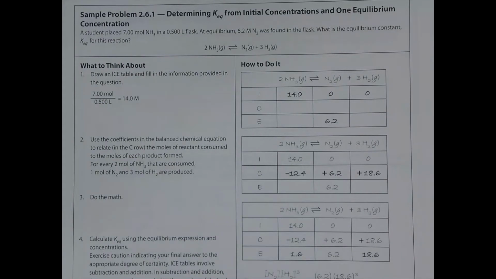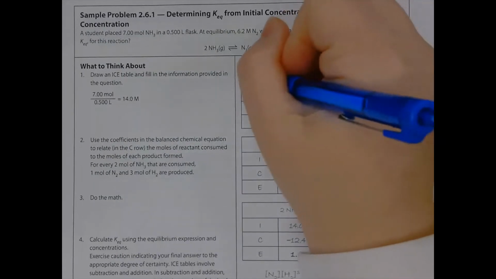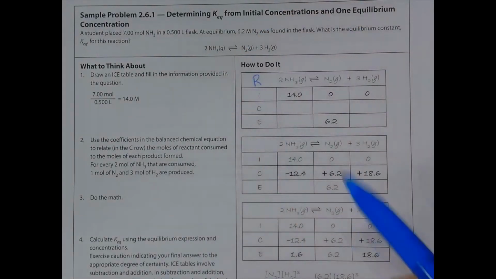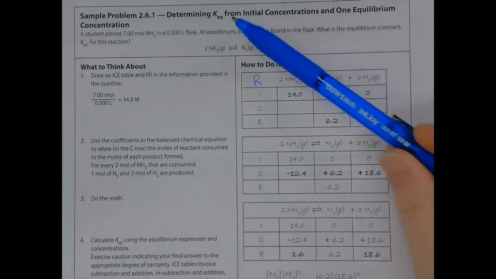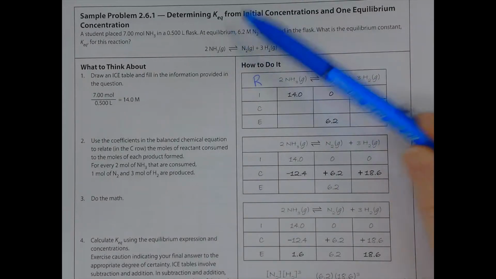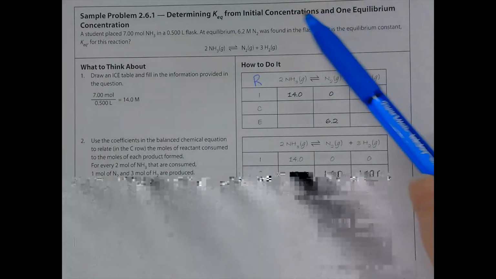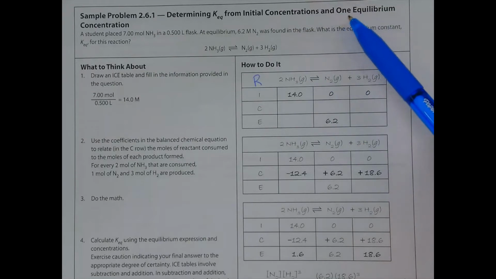All right, we're going to take a look at some example problems for using what are called ICE tables. I sometimes call them a RICE table to remember that the reaction of the chemicals is at the top. This is a way for finding the equilibrium constant, Keq, from the initial concentrations and one of our equilibrium concentrations.